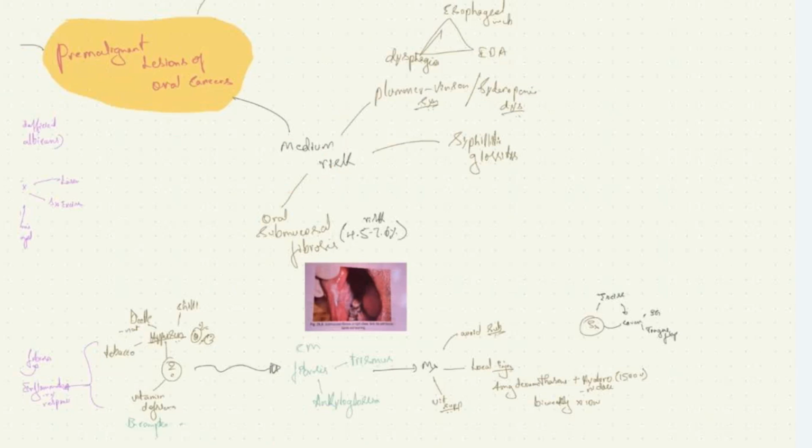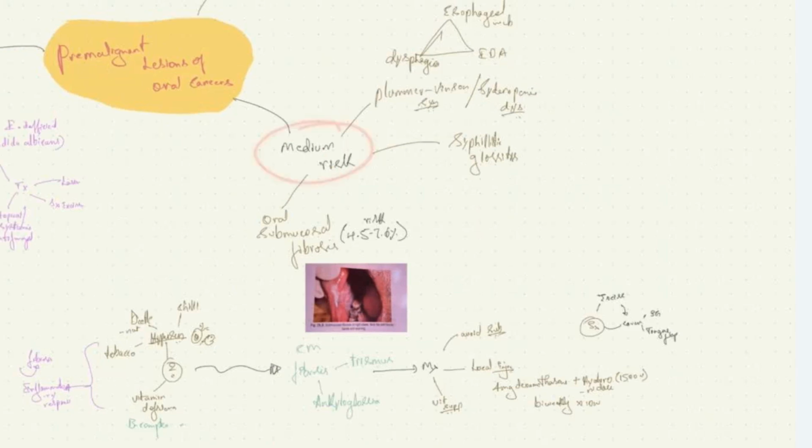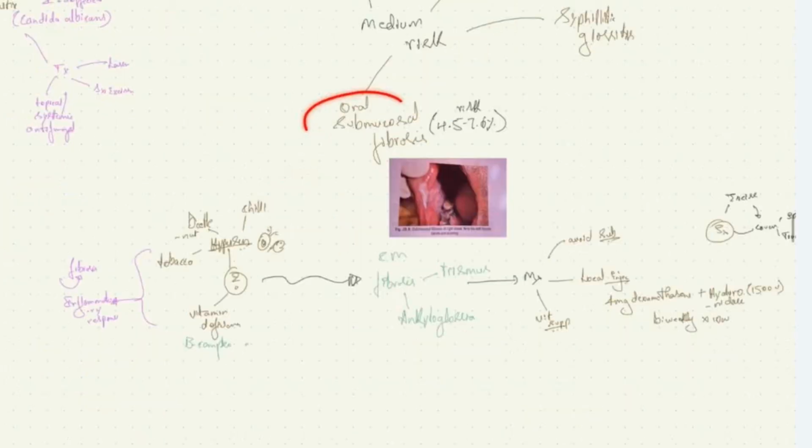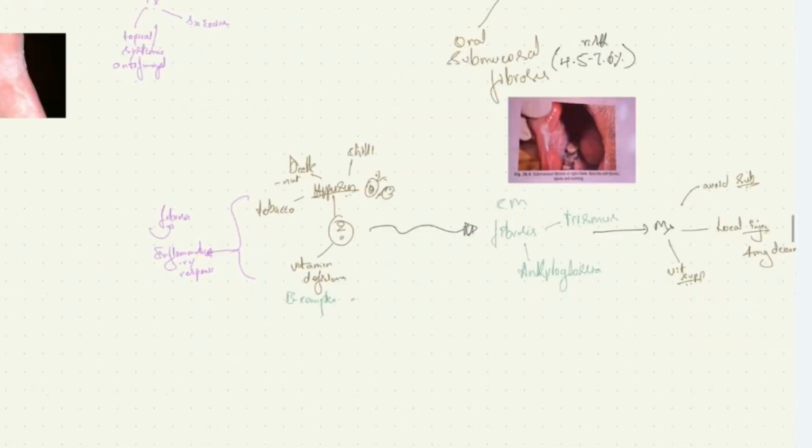In medium risk pre-malignant conditions, we have oral submucosal fibrosis, syphilitic glossitis, and Plummer-Vinson syndrome. The oral submucosal fibrosis has a risk of 4.5 to 7.6% to turn into malignancy. What is the etiopathophysiology of this condition?